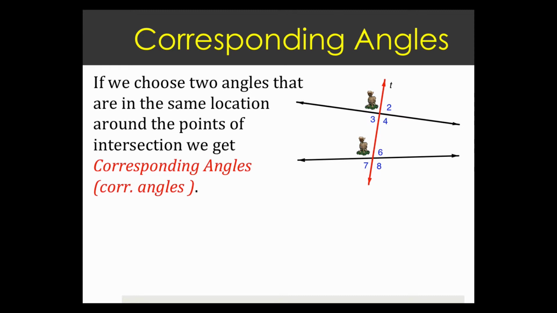The first one are called corresponding. They're in the same location. The cows are in the upper left up here. They're in the upper left up here. So therefore they are corresponding.